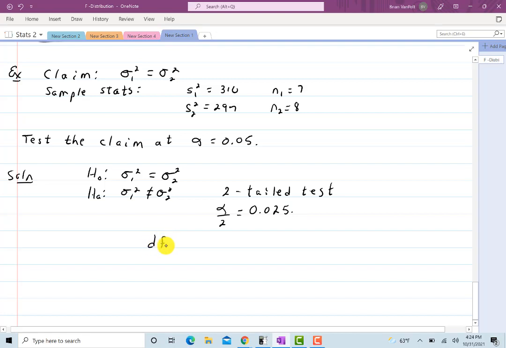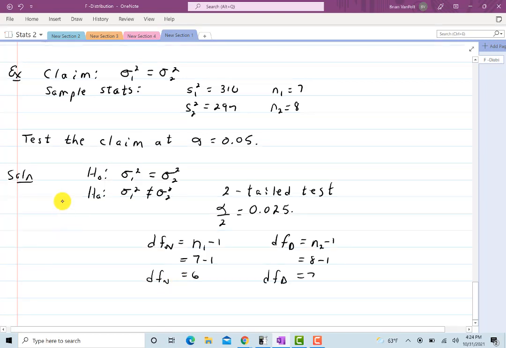Now, the degrees of freedom in the numerator equals n1 minus 1. In this case, n1 is equal to 7. So 7 minus 1 equals 6. The degrees of freedom in the denominator is n2 minus 1. That equals 8 minus 1, which equals 7. So I've got my degrees of freedom in the denominator, the degrees of freedom in the numerator. And so now let's get our critical value.